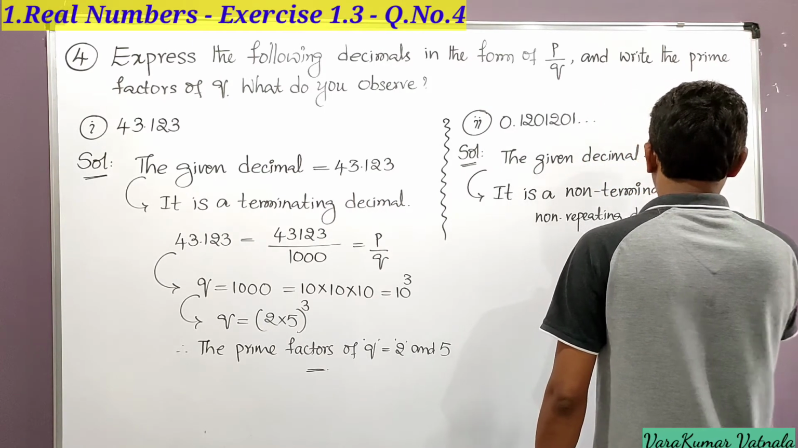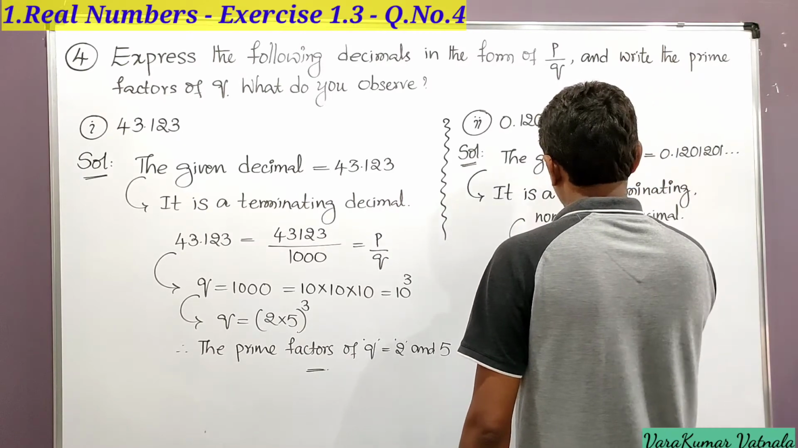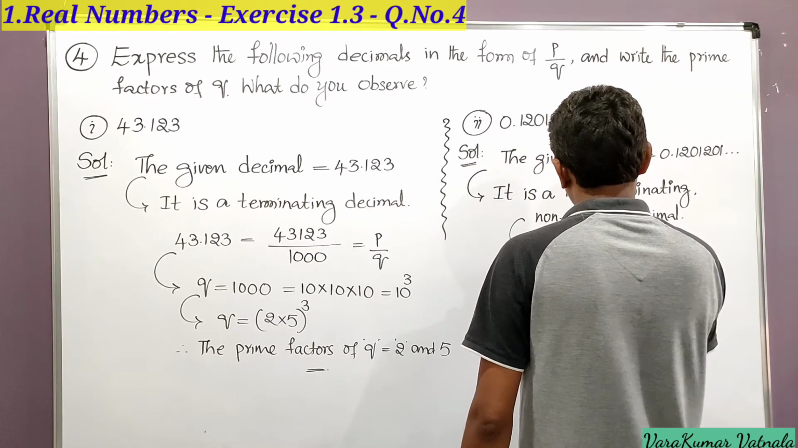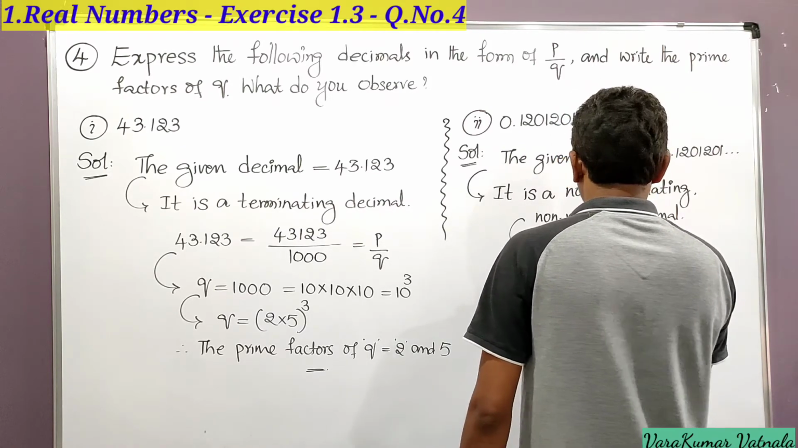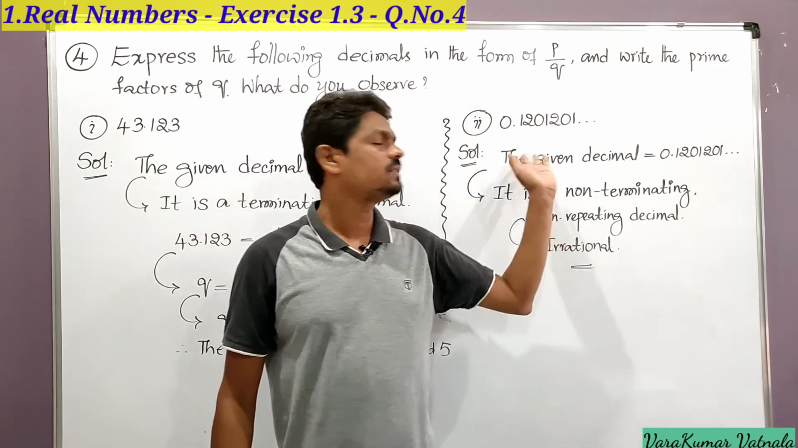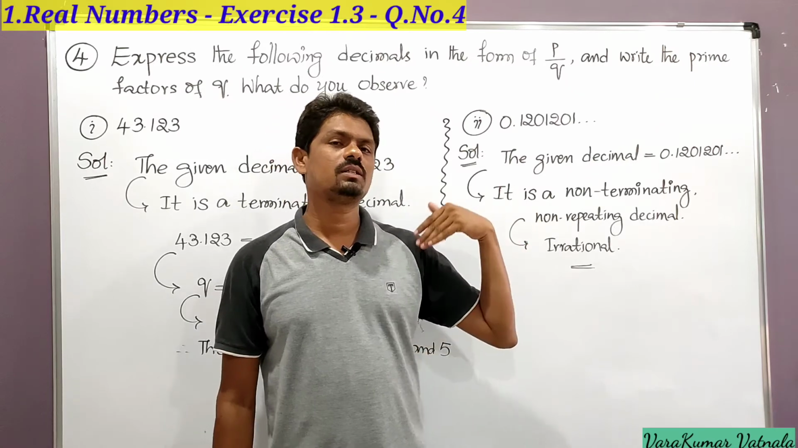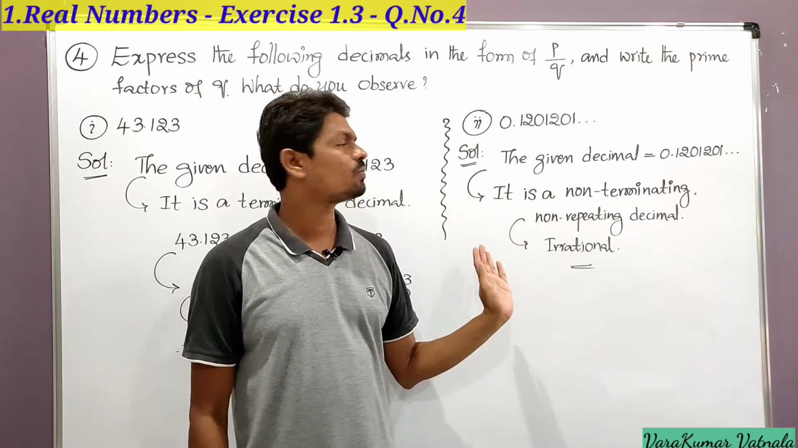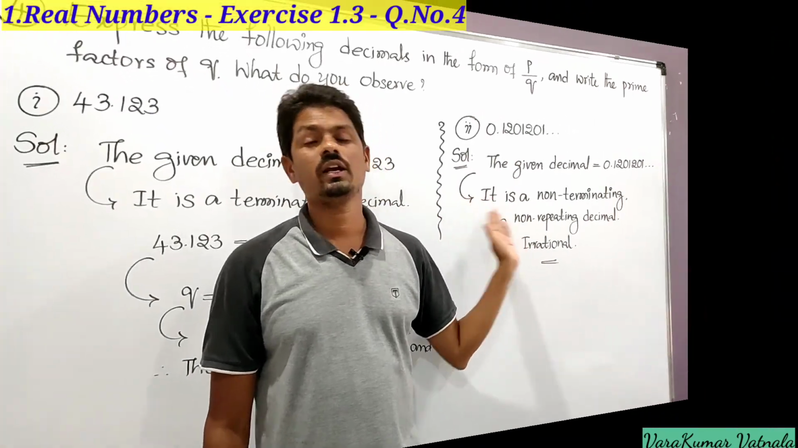So non-terminating, non-repeating decimals are irrational numbers. It is an irrational number, so it cannot be converted into p by q form. Only rational numbers can be converted into p by q form, but this is an irrational number. That's all. So this is the second bit, student.